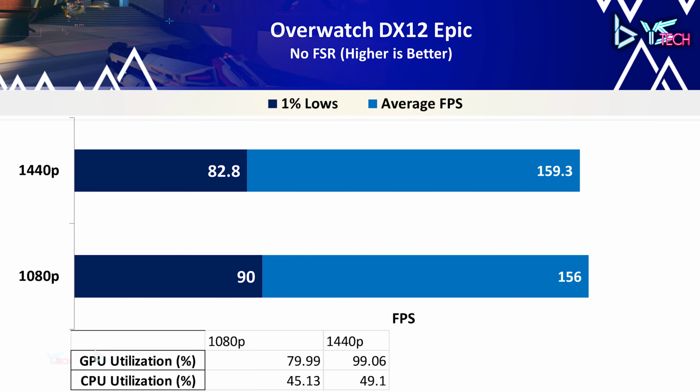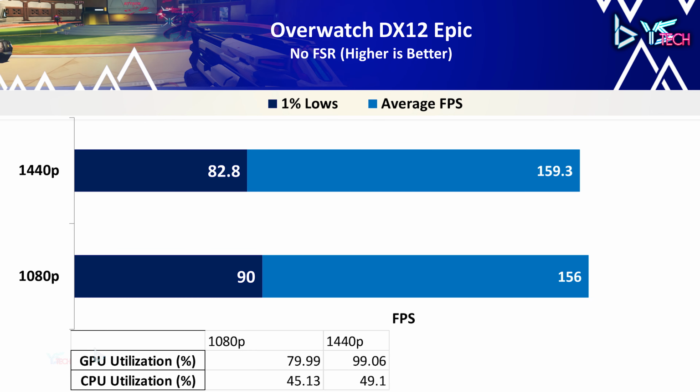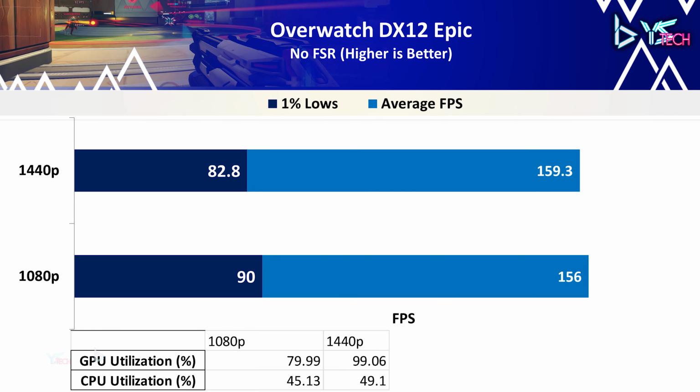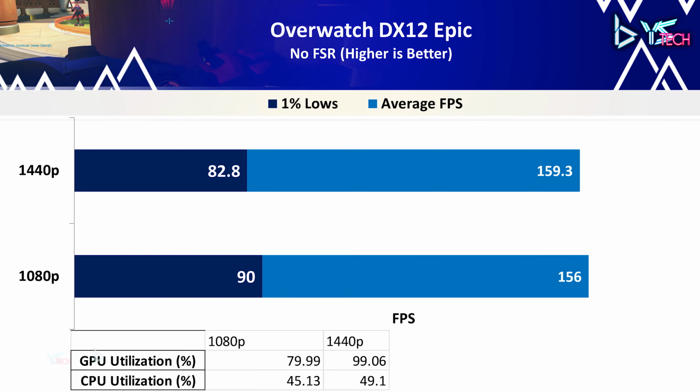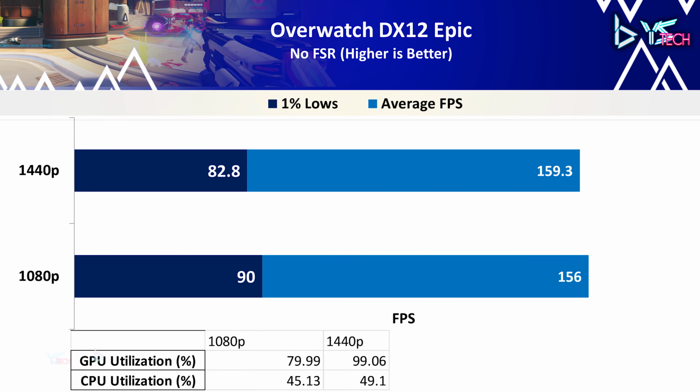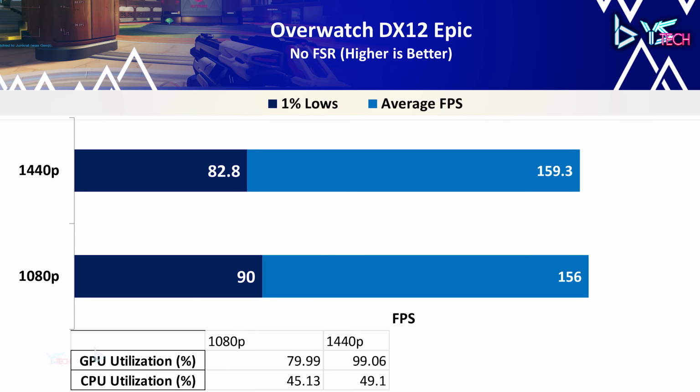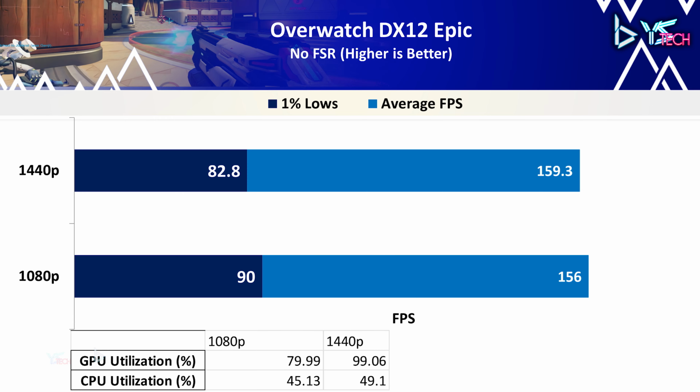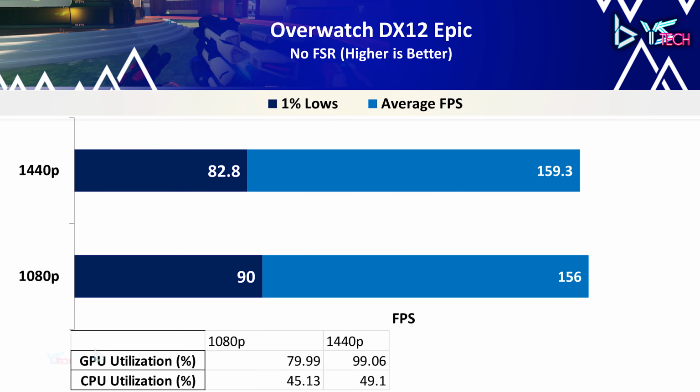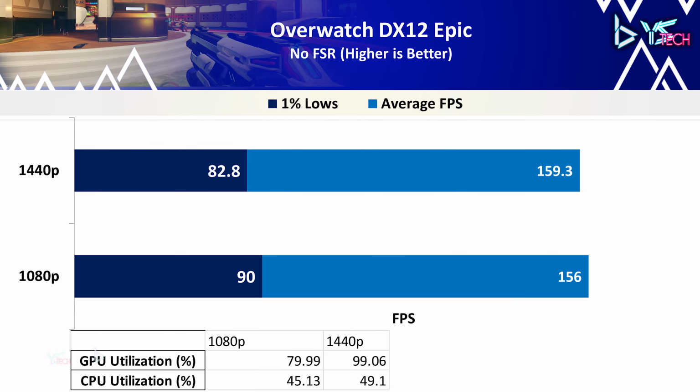Now you can also see here it's a little bit interesting from the GPU and CPU utilization rates. At 1440p we're at 99% in terms of utilization rate, and at 1080p we were at 80%. But despite this, we have pretty much very similar FPS values.